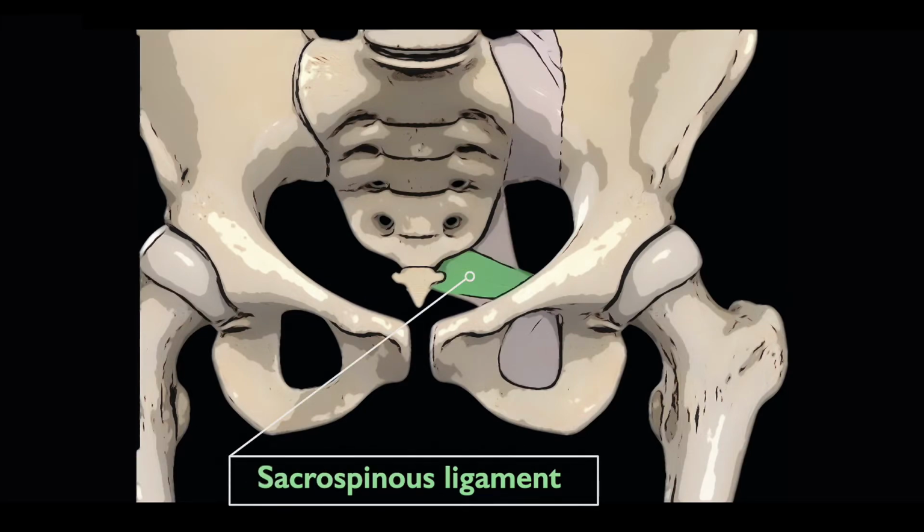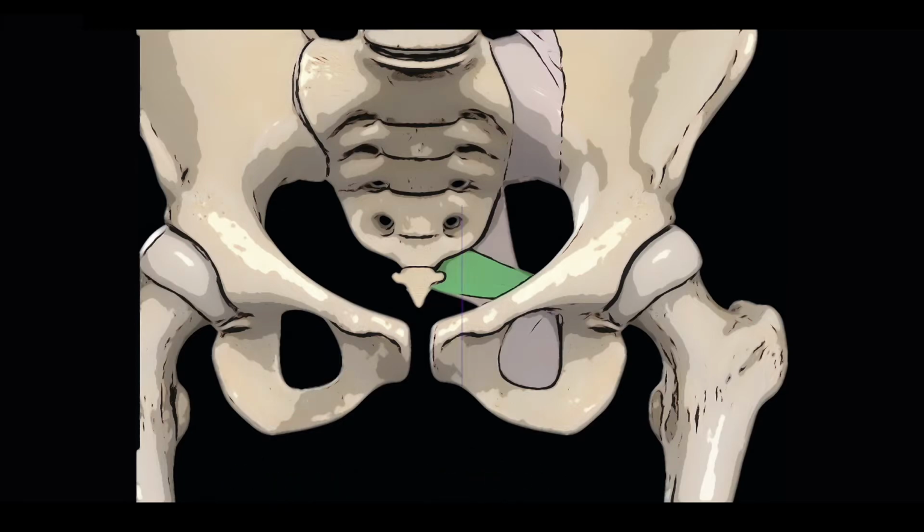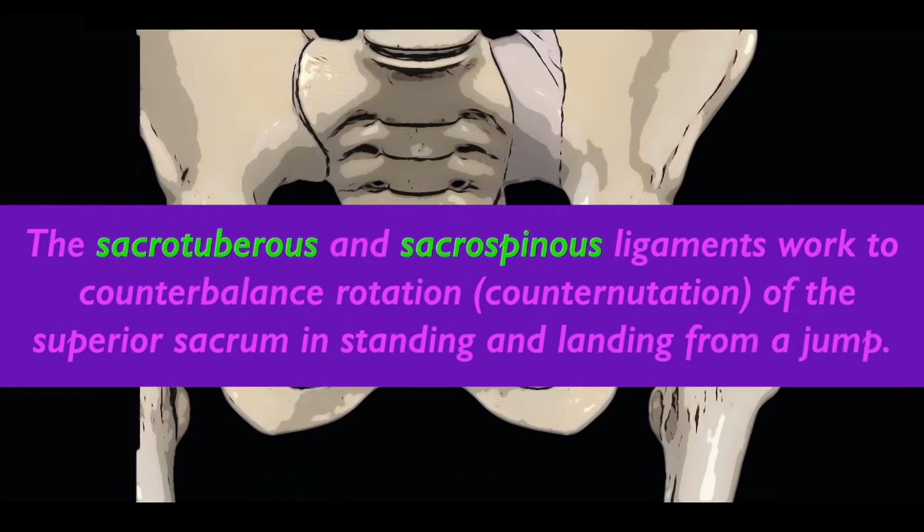The sacrospinous ligament originates from the lateral sacrum and coccyx and inserts onto the ischial spine. Together, the sacrotuberous and sacrospinous ligaments work to counterbalance rotation of the superior sacrum in standing and landing from a jump.